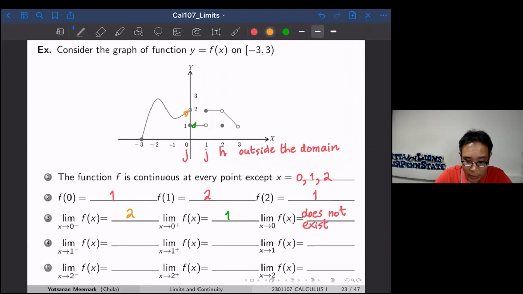Okay, and limit x go to 1 from the left, you see, go to 1 from the left, look like this guy is gonna be 1. Go to 1 from the right, okay, the green guy go to 2, and limit x go to 1 of f(x) again turn out to be does not exist.